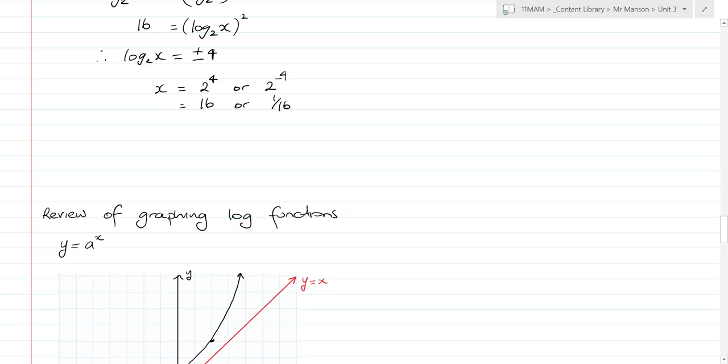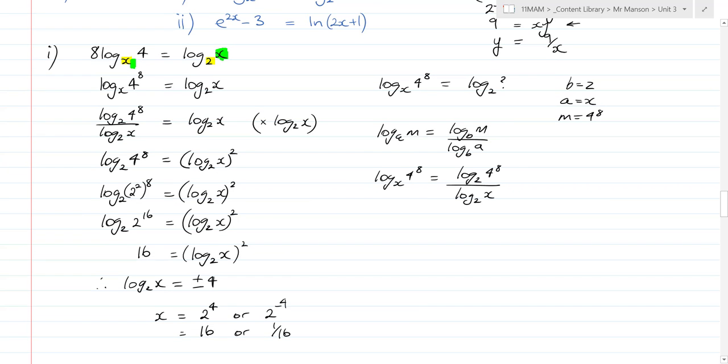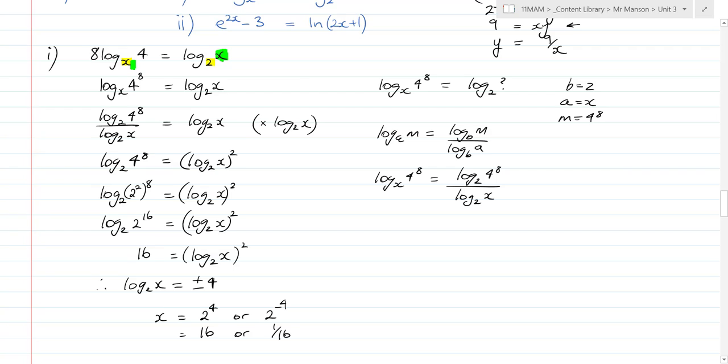Interestingly though, if you did use a calculator to solve and you got a nice answer, it's worth considering, maybe not in an exam, but certainly in your revision, going back to see if you can solve it without, because a nice answer probably implies that you could have solved it.